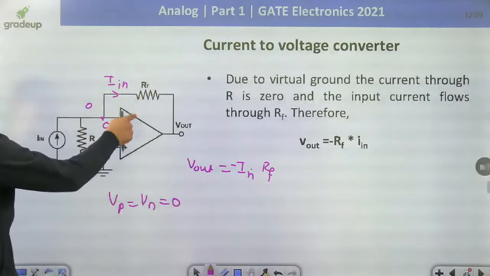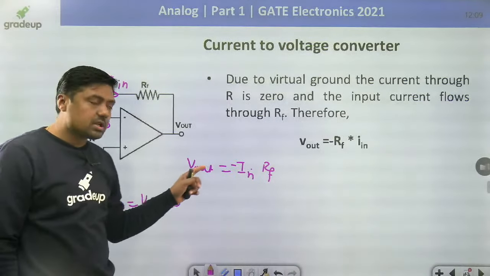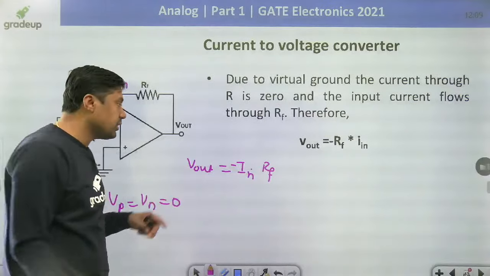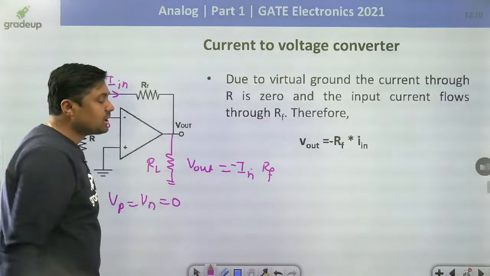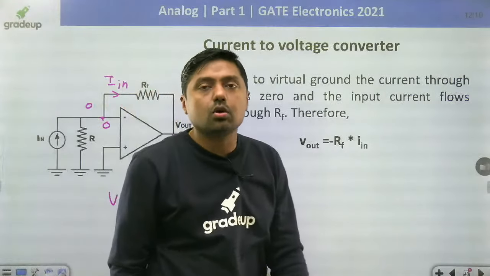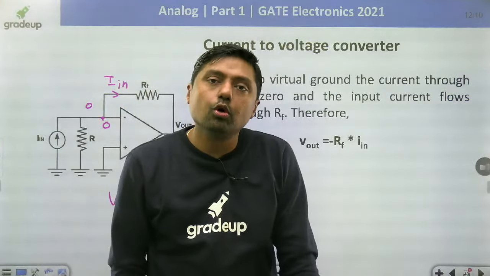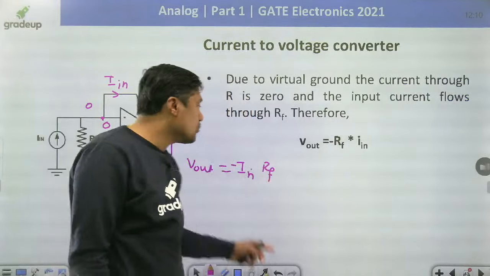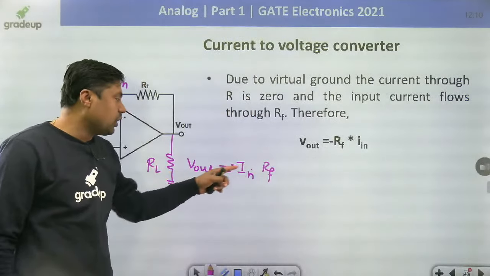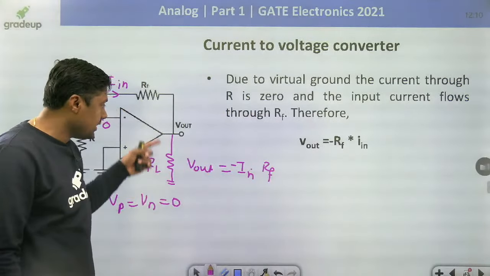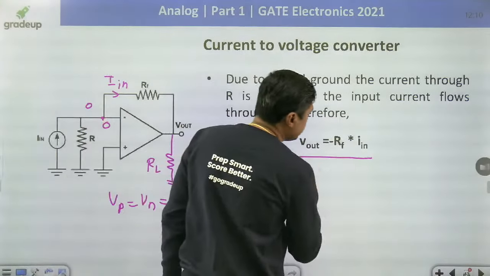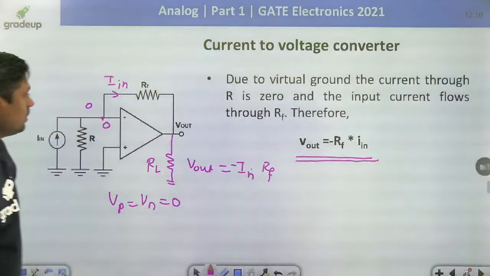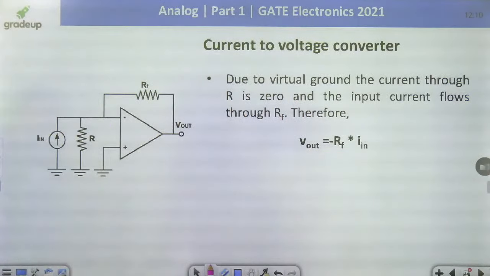This is the path. And then this current is converted into what? Voltage. Here we are connecting the RL. This is called a current to voltage converter. Now the output voltage is independent of what? RL, because we are connecting RL here, and that's why it is called a current to voltage converter with negative sign. Right?